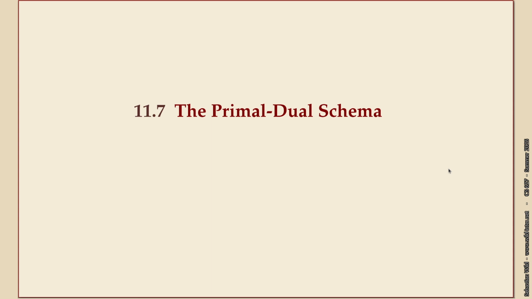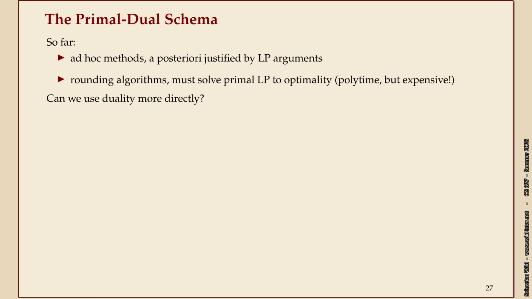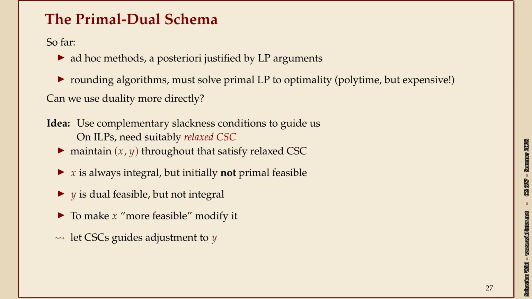So far, we've been mostly focused on the approximation ratio, and the algorithms range from simple greedy heuristics to, let's start by solving a full LP and then rounding something. So you could say they were essentially ad hoc methods, maybe in hindsight justified with arguments from linear programming. And if they rely on a solver, it can be expensive. There is a way to use duality slightly more directly.